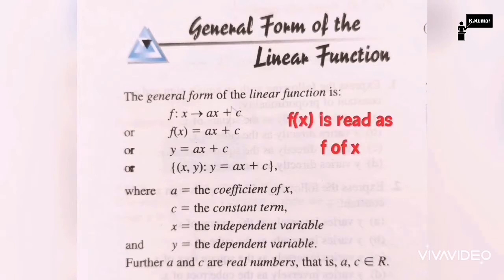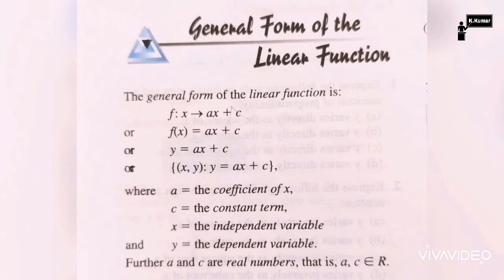Or you have f of x is equal to ax plus c. That is read as f of x is equal to ax plus c. Then you have y is equal to ax plus c, or xy is such that y is equal to ax plus c. Now f of x, and xy is such that y, all mean y. They are different ways of writing y. So the subject there, if you see f of x or f is such that x, it all means y, which is the function, right?